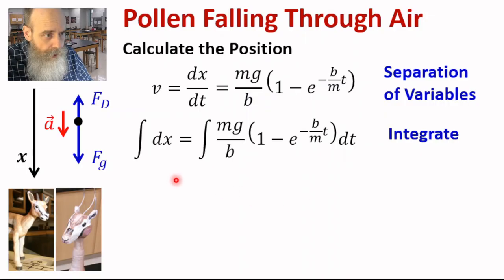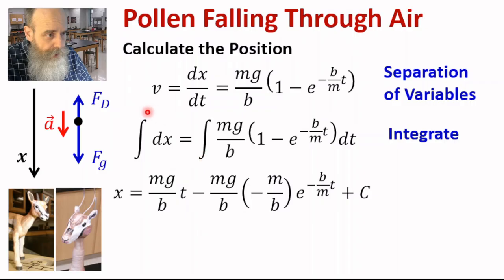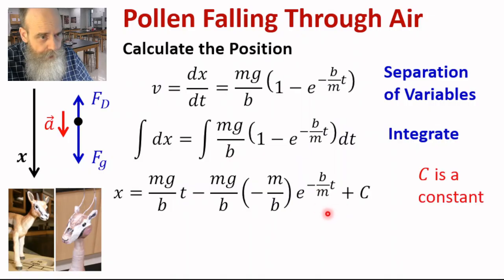So let's do that integration. So integral of dx is just x. Then integrate this first factor, 1 is just t. So mg over b times t. Then we have the constant negative mg over b, so negative mg over b, times negative m over b, times e to negative b over mt plus c. c is a constant.